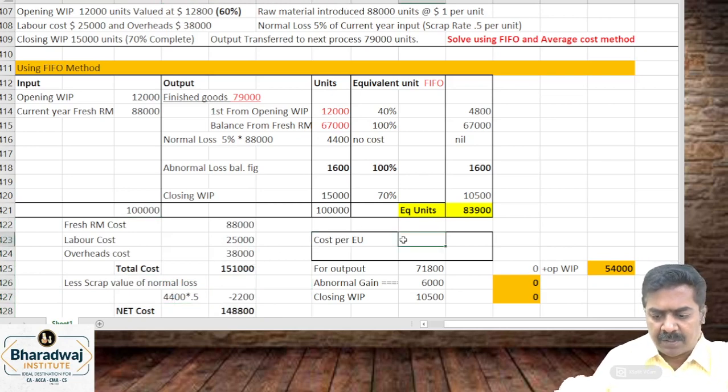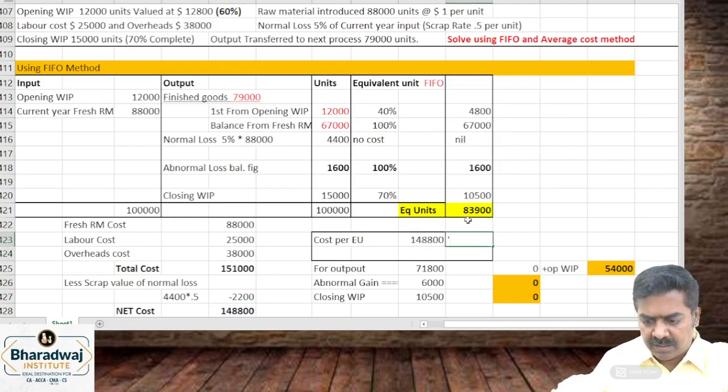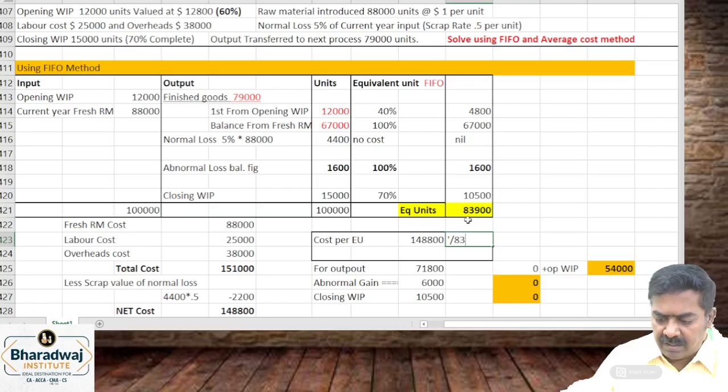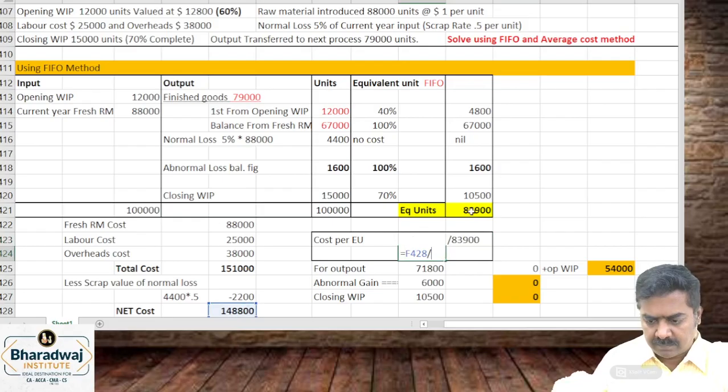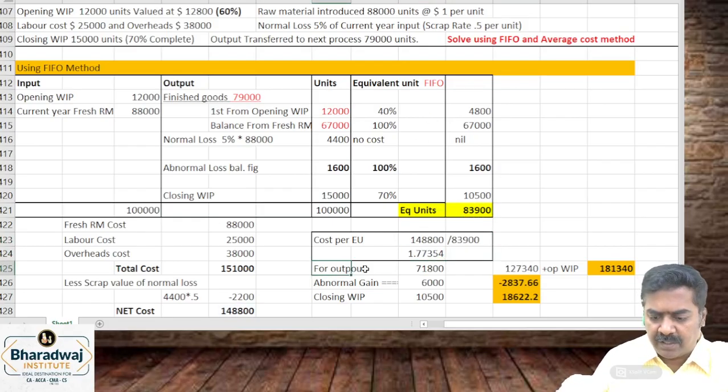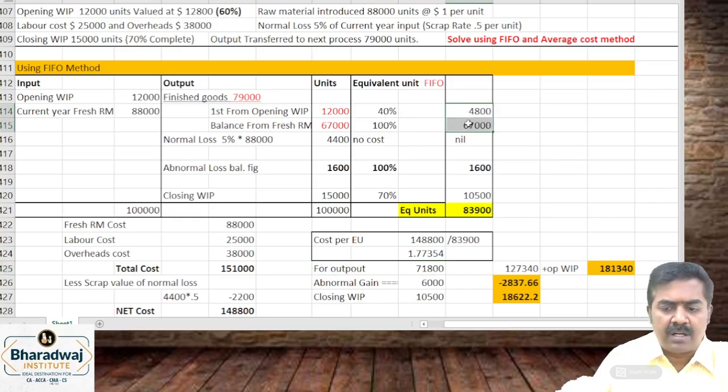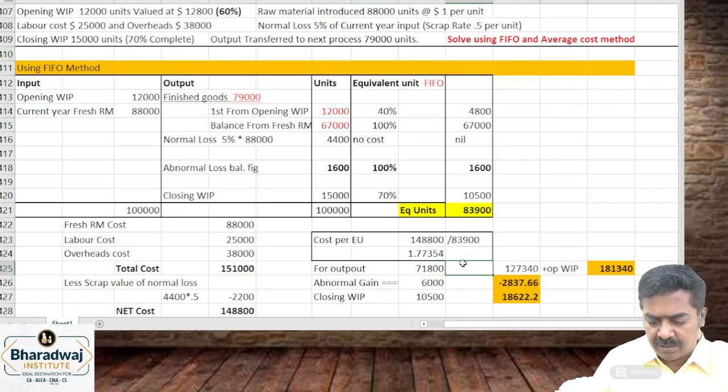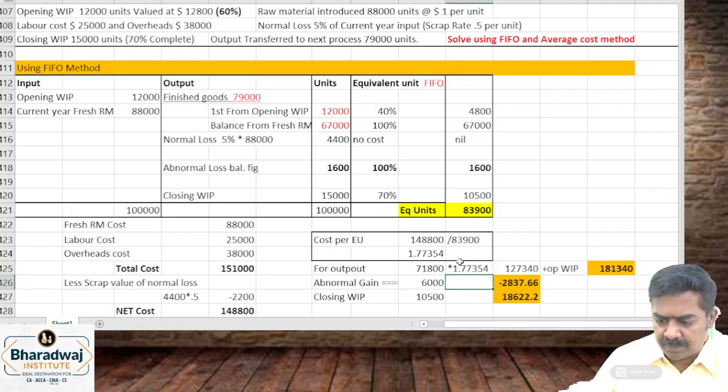So what is the cost per equivalent unit? Total cost divided by 83,900. So output transferred equivalent units: this 4,800 plus 67,000, 71,800. 71,800 into 1.77354.